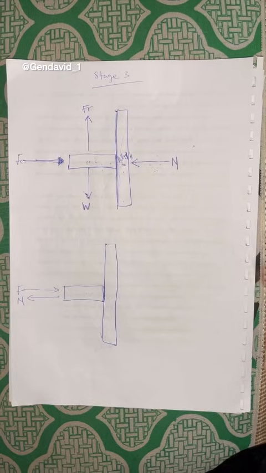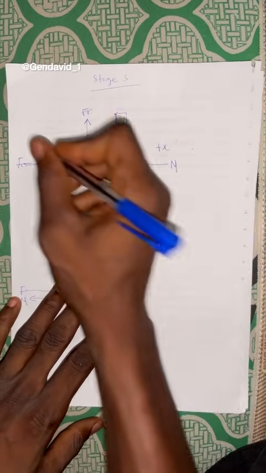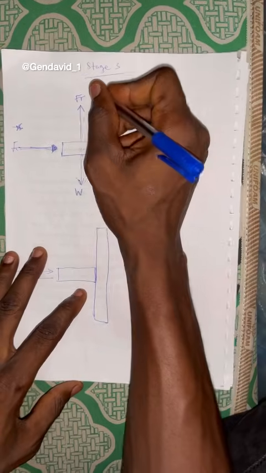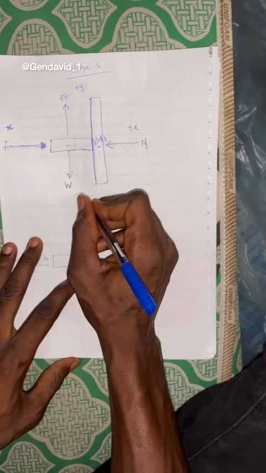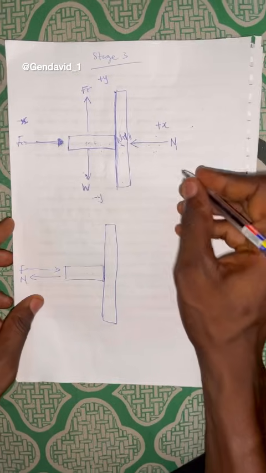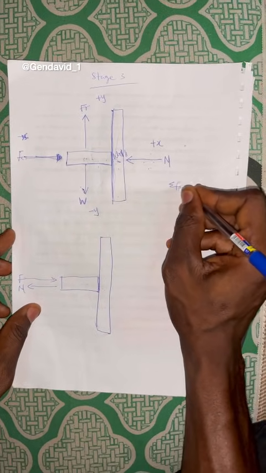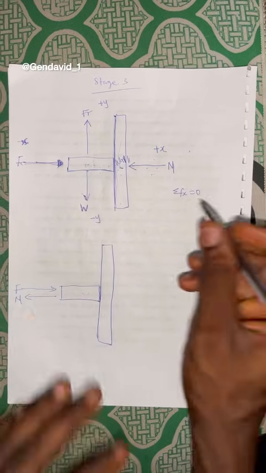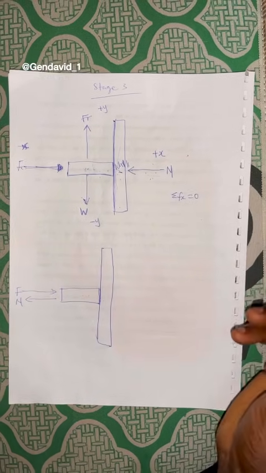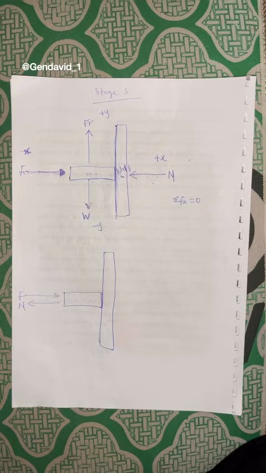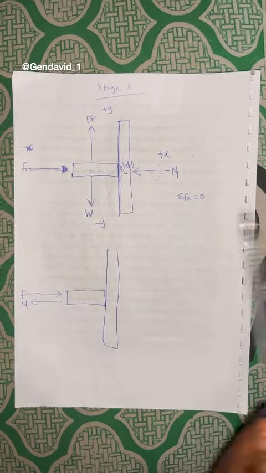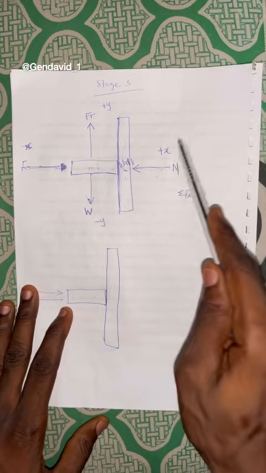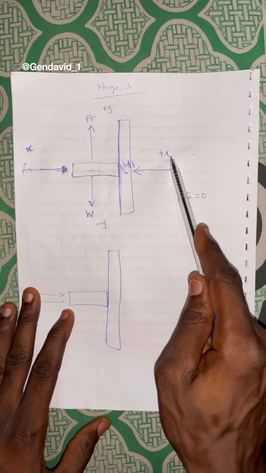So let's go with our analysis. We have this to be positive x, we have this to be negative x. Then we have this to be positive y, and this to be negative y. Let's go with the summation. What's the summation Fx? Summation Fx is 0. If the summation Fx is 0, then what are the x axes here? You have to get this right, because this applied force is going like this. So it's going towards positive x.